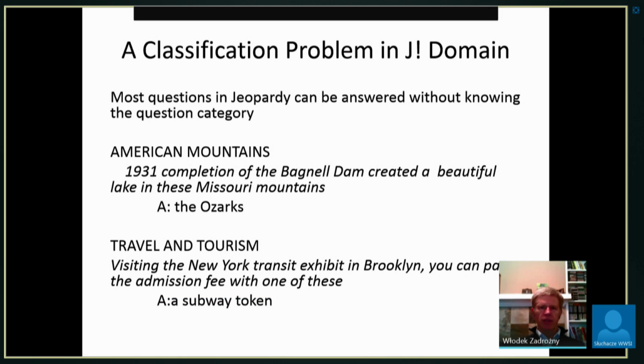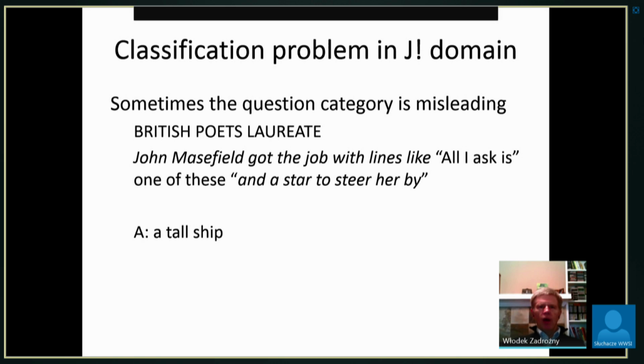So let's continue to the next slide. And sometimes category can be misleading. So for example, here we have British Poets Laureate, which might suggest that the answer is a poet or a British poet. And the question asks essentially for a fragment of a quote. So we have the question reading that John Masefield got the job with lines like, "All I ask is one of these, and a star to steer her by." And the answer is a tall ship, which is definitely not a British poet laureate.